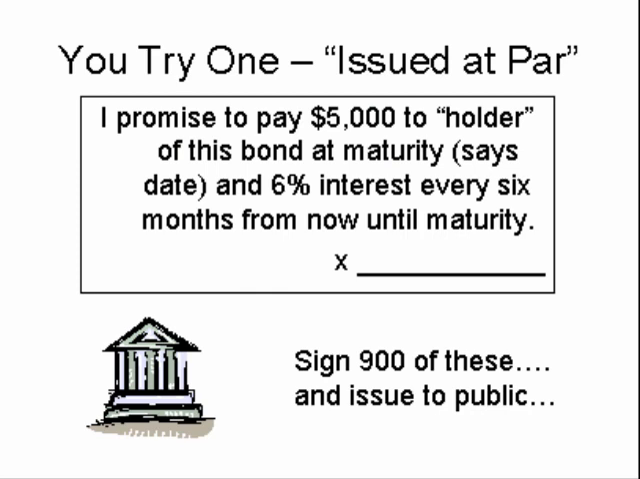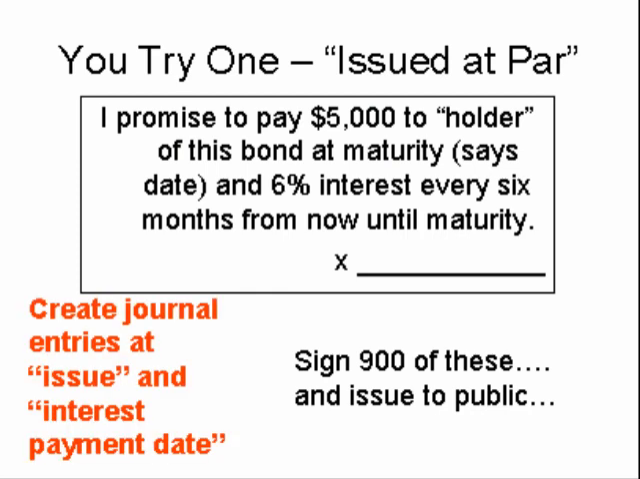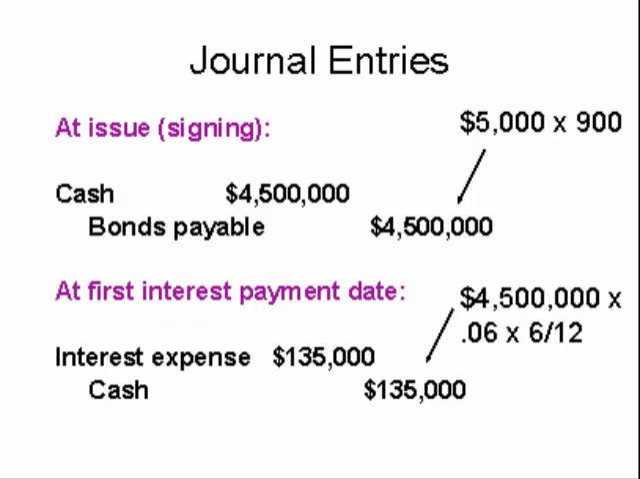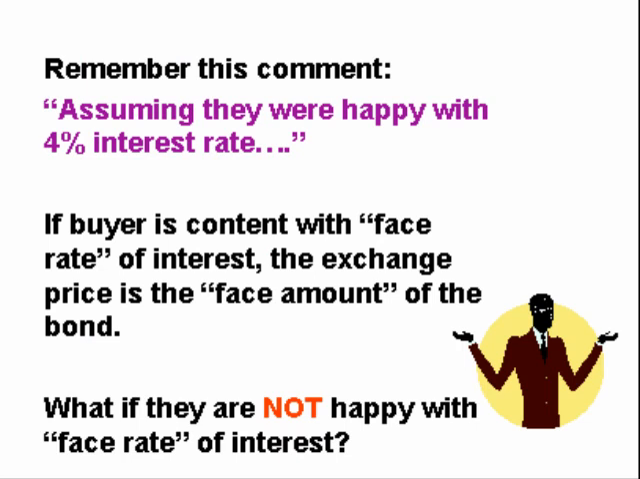How would you record this? Make the entries. That's right, you got cash coming in, $5,000 for each of those 900 bonds. And then at the first interest payment date, you're going to be writing a check for $135,000.